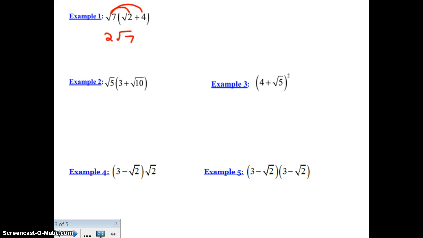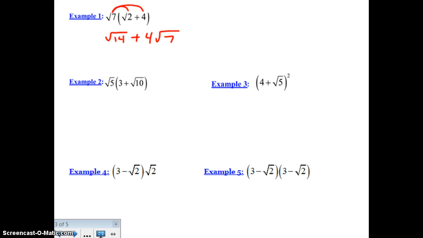Moving right along, we're multiplying. In example number 1, we have the square root of 7 times the square root of 2 plus 4. So we're going to distribute the square root of 7. The square root of 7 times the square root of 2 is the square root of 14. Notice your radicands multiplied. Okay? 7 times 2 is 14, so the square root of 7 times the square root of 2 is the square root of 14. The square root of 7 times 4 becomes 4 radical 7.